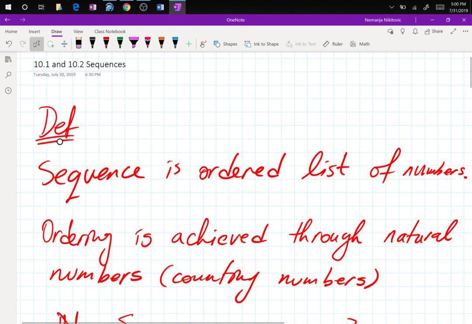Hello and welcome back to Calculus 2. Welcome back to Sequences, part 2. We're going to take a look at some rules and properties about sequences.